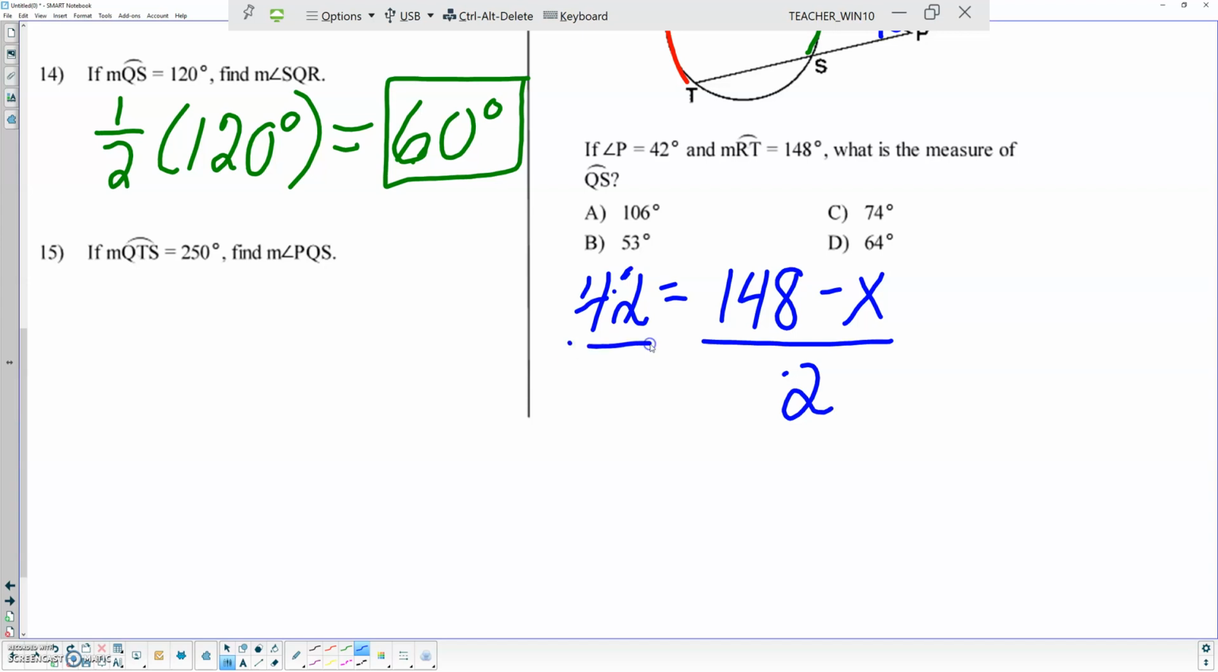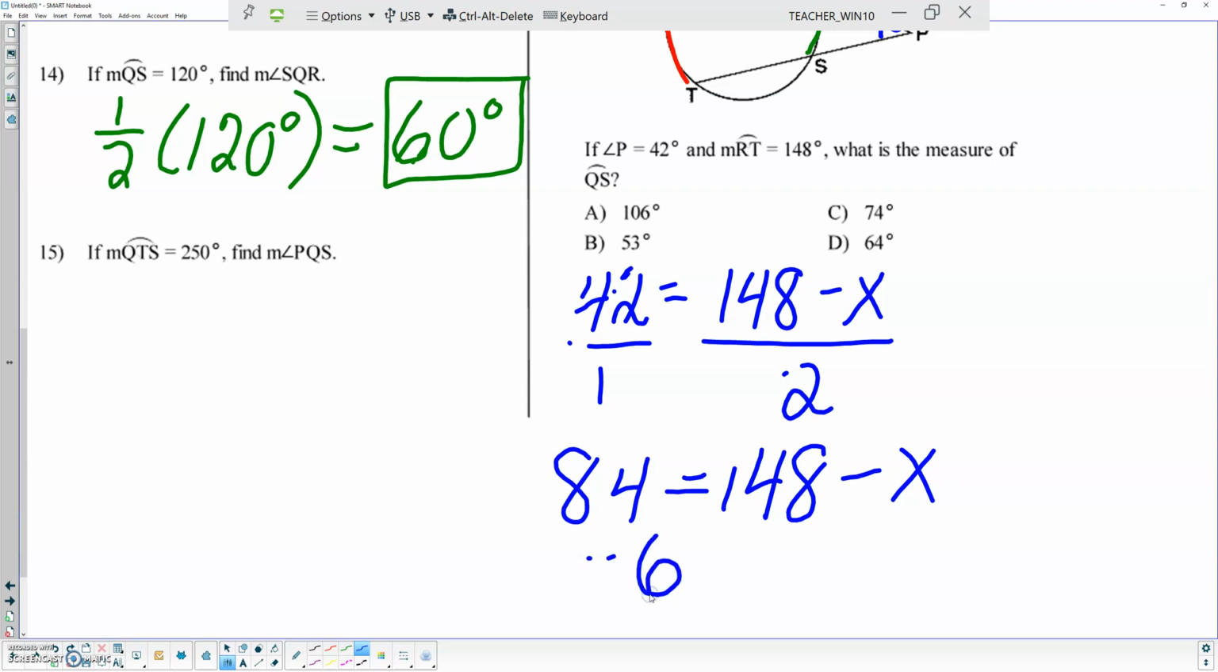We can cross multiply, so we get 84 equals 148 minus x. Then if I subtract 148 on both sides, we get negative 64. If we divide by negative 1, x is going to be 64 degrees. So that's the measure of the near arc.